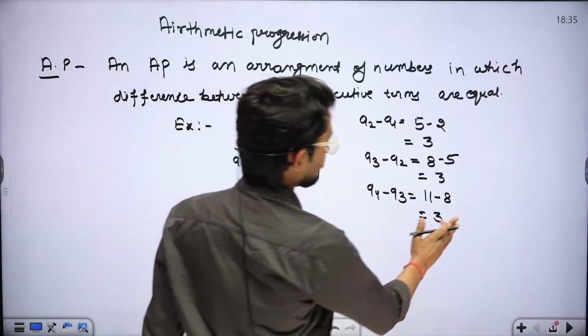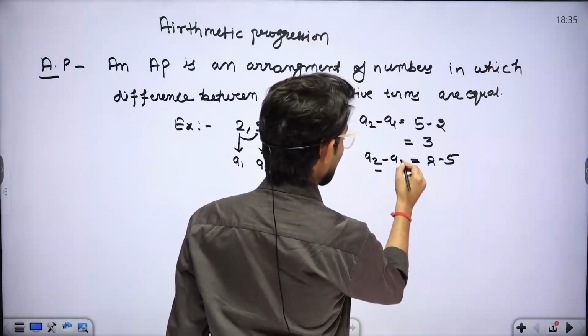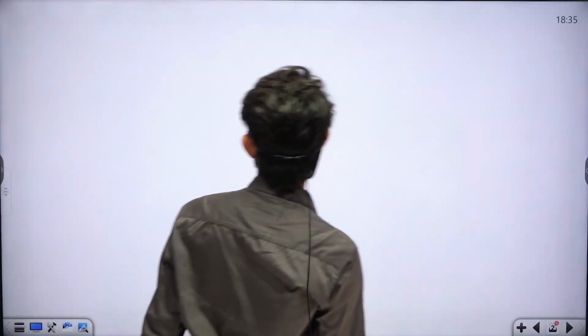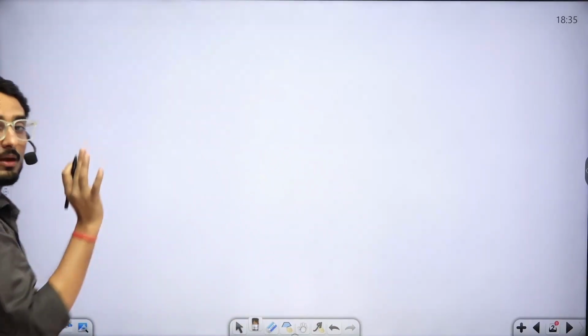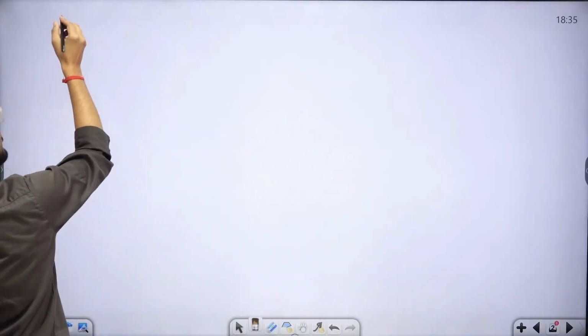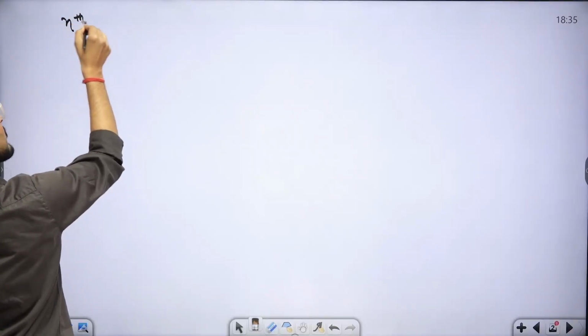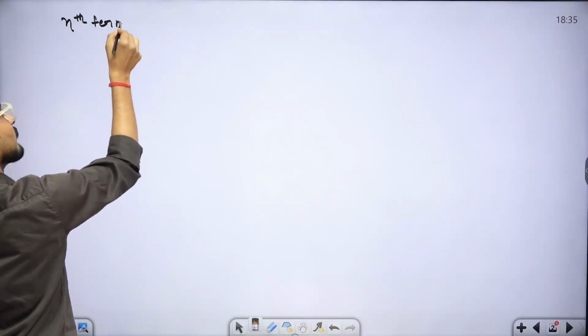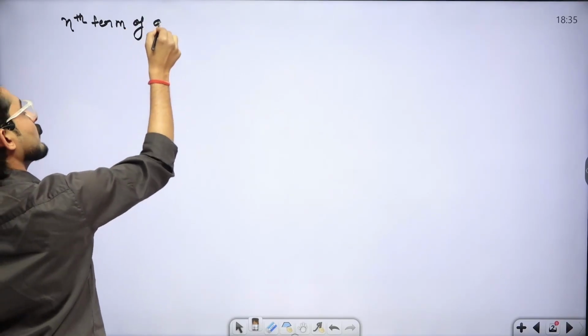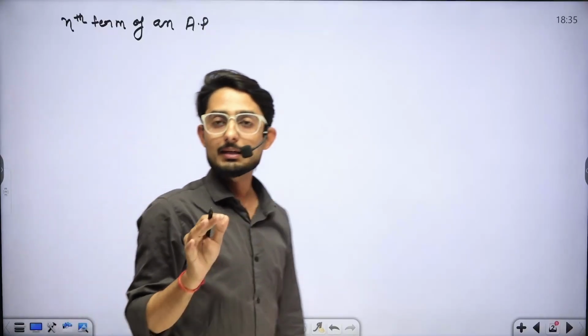Now we will go on. How can you find the nth term of an AP? Firstly, for finding the nth term of an AP, how can you find it?